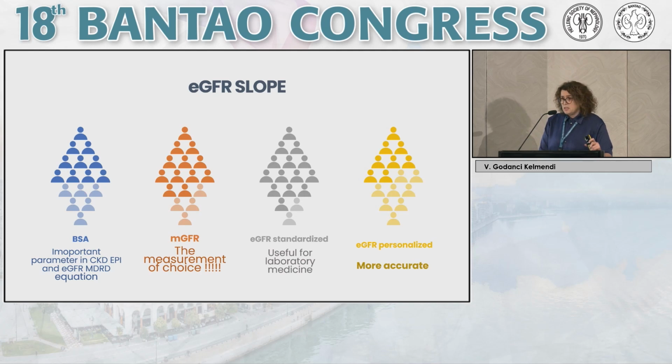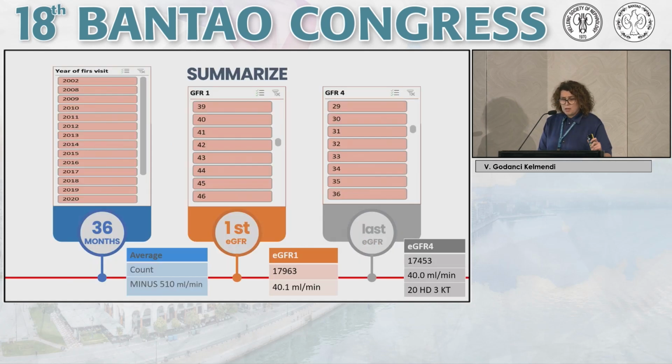Measured GFR is still the gold standard and the best way to assess kidney function in the guidelines, but it remains cumbersome. eGFR with standardized BSA is good for laboratory medicine. BSA is an important parameter in the CKD-EPI and MDRD formulas.